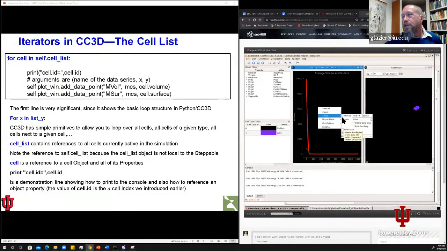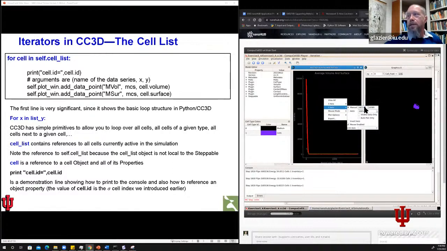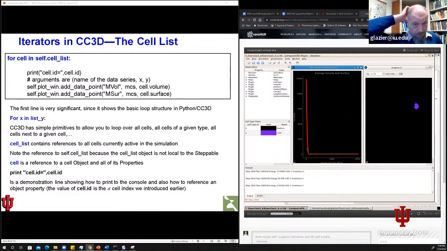Actually, it doesn't give me the log scale option anymore, does it? It used to. Let's see. Does that work? Doesn't look like it's letting me adjust it, so I'm not gonna update this one. But did everybody get the basic plot to work? Anybody have it not work?